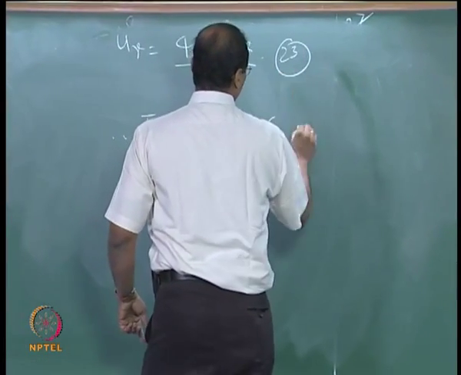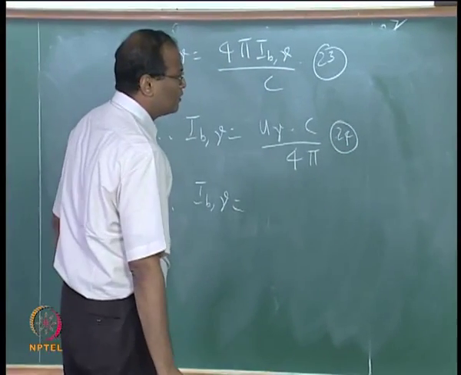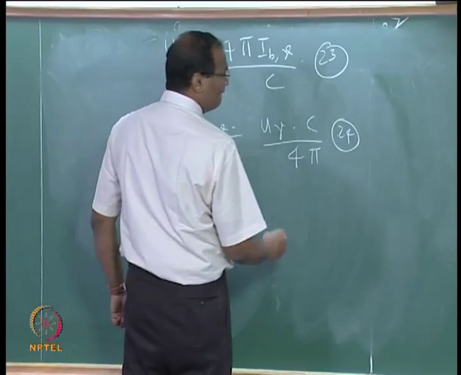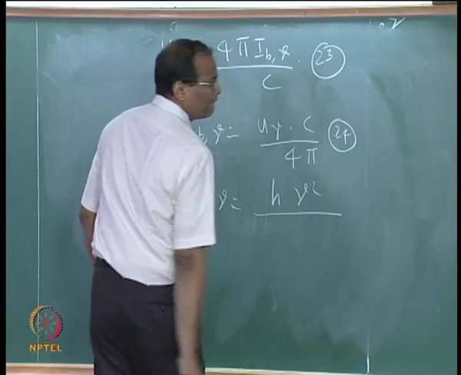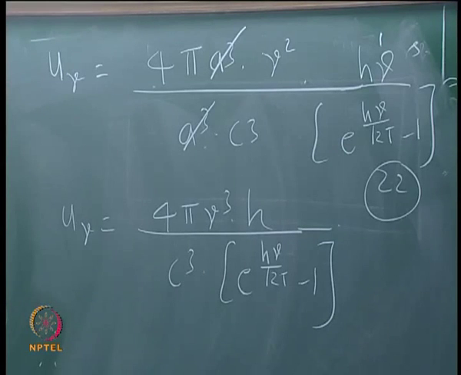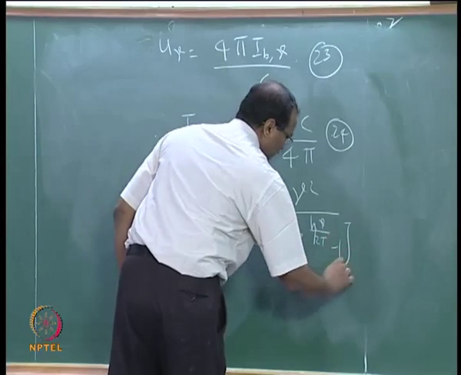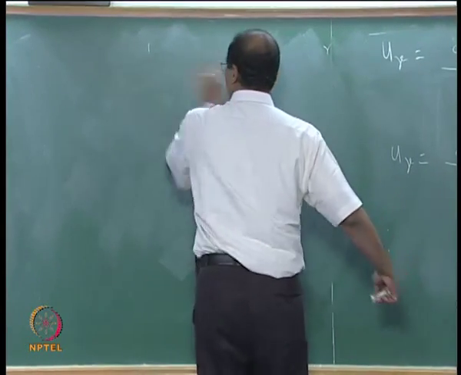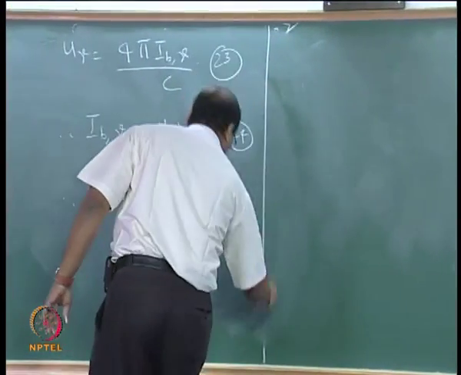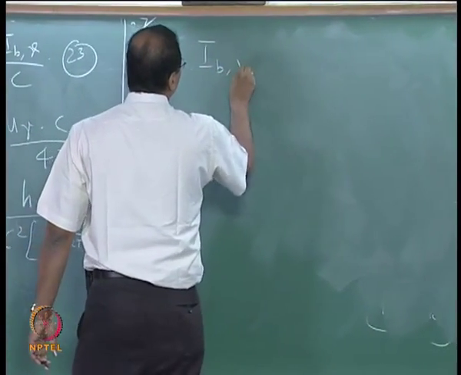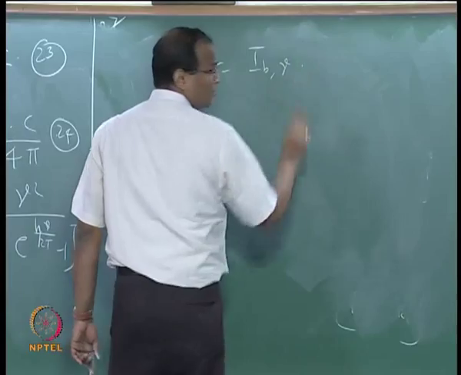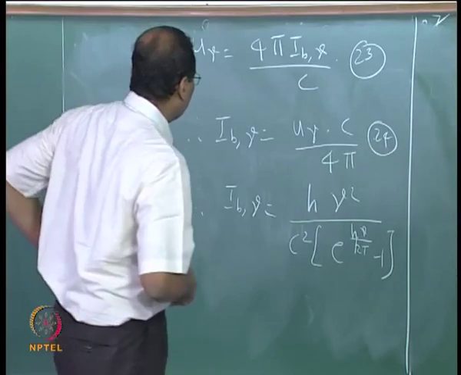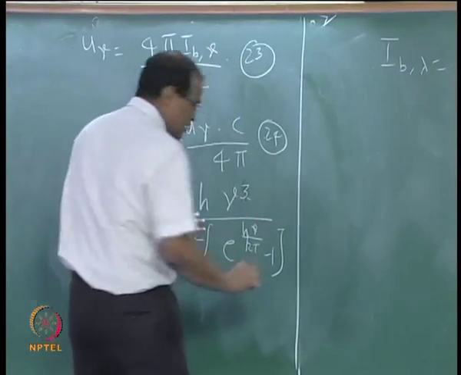23. So tell me the expression for I_b nu equal to 4 pi h nu squared by c squared. Now I_b lambda from I_b nu into, where is the problem? Nu cube. Nu doesn't get cancelled. No. Is this correct now? Tell me.